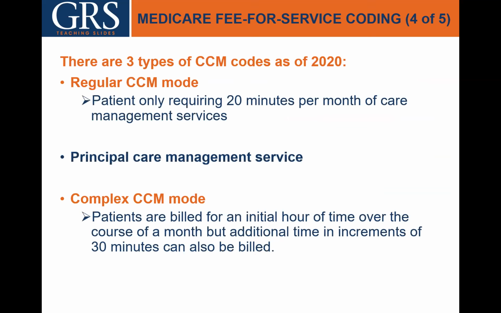There are three types of CCM codes. The first one is the regular CCM code, which is a principal care management service, where the patient only requires 20 minutes per month of care management service. The second one is the complex CCM code. In this mode, if a patient is so complicated and has so many complaints or problems, care providers can bill for an initial hour of time over the course of a month, and can also bill an additional 30 minutes maximum in order to get some extra compensation.